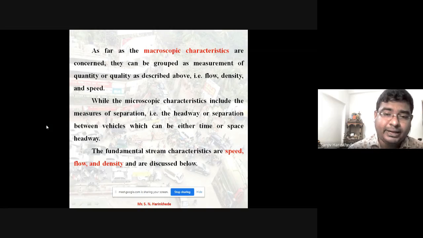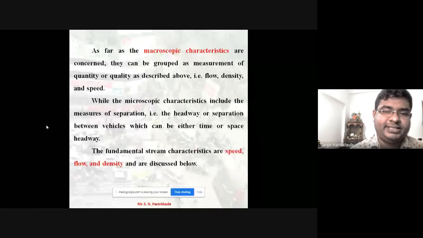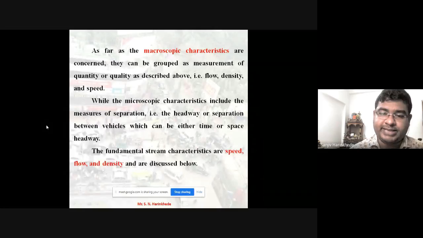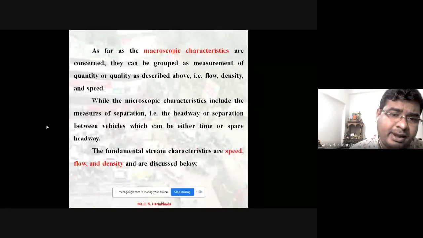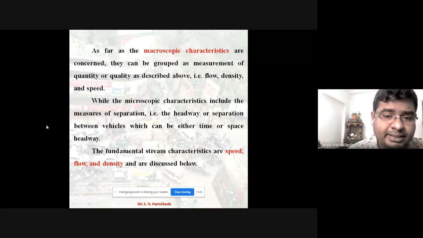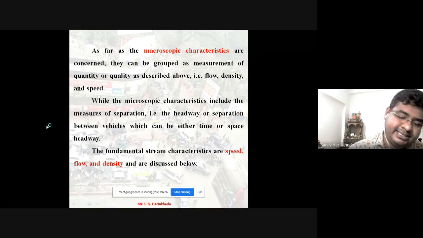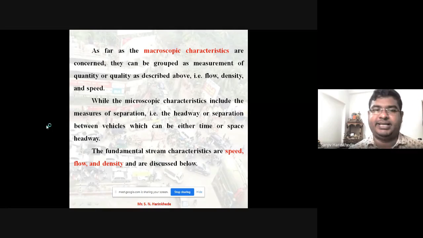While the macroscopic characteristics include the measurement of separation, that is the headway or separation between vehicles, which can be either time or space headway. It depends on time and space which is available for the traffic control. The fundamental stream characteristics are speed, flow, and density, and are discussed below in today's presentation or lecture.